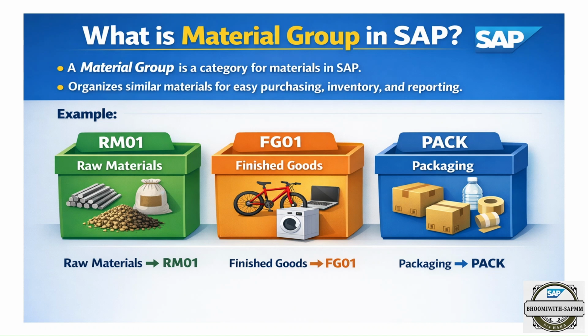Third, packaging material, PACK. Packaging materials are used to pack and protect products. For example, bottles, tape, etc. So, a material group helps organize materials, make purchasing easier, and improve reporting in SAP.